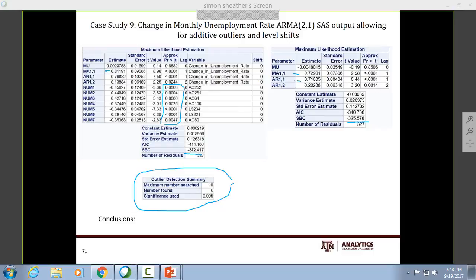The AR1 coefficient was 0.72. It's now 0.77. That's about half a standard deviation. The AR2 coefficient was 0.2, and it's gone to 0.14. Again, about 1 standard deviation. So in this case, the model's changed a good deal. In the ARMA 1-2 model, the coefficients were very similar with and without the additive outliers and level shift.